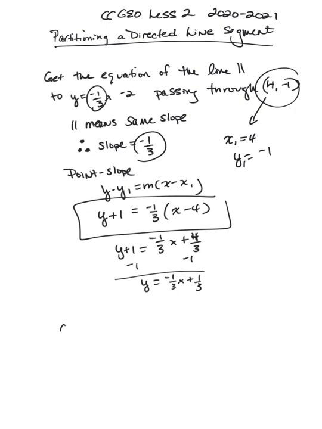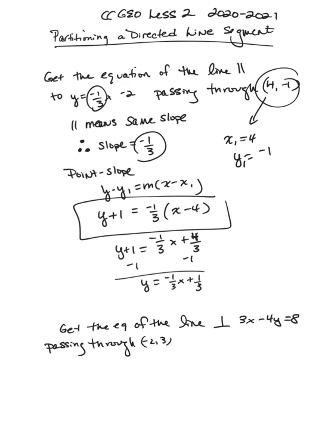The third question was get the equation of the line perpendicular. Upside down T is the symbol for perpendicular, and perpendicular just means that they form right angles at their intersection. Perpendicular to 3x minus 4y equals 8, passing through (negative 2, 3). Okay, so number one, we have to get y alone.